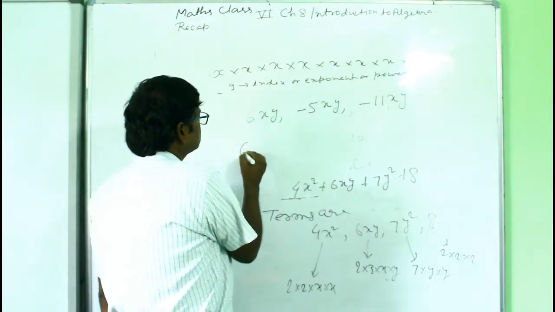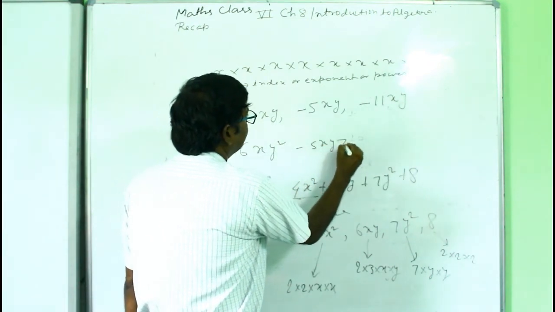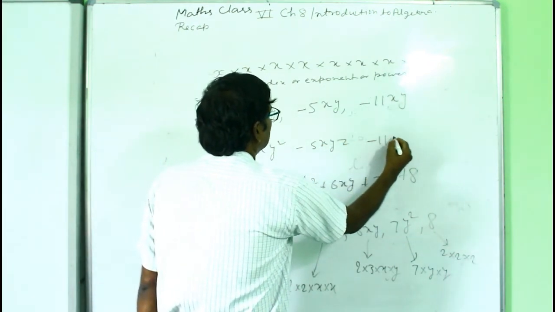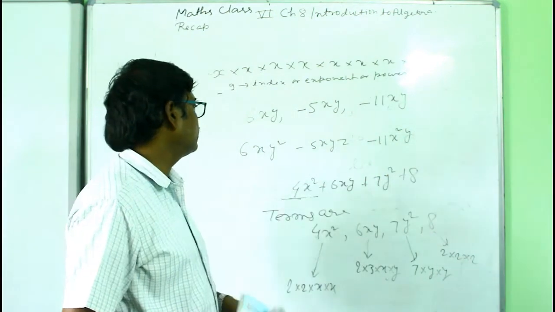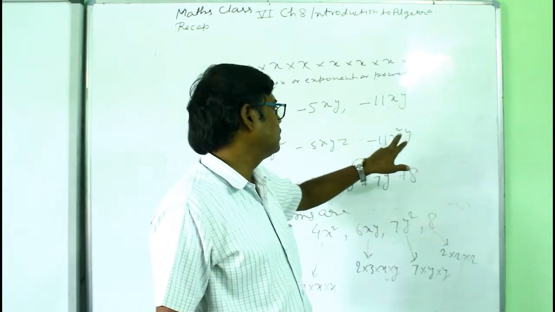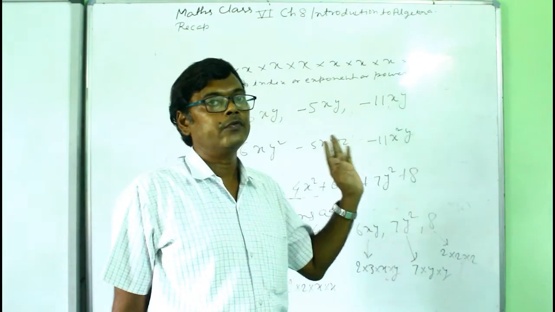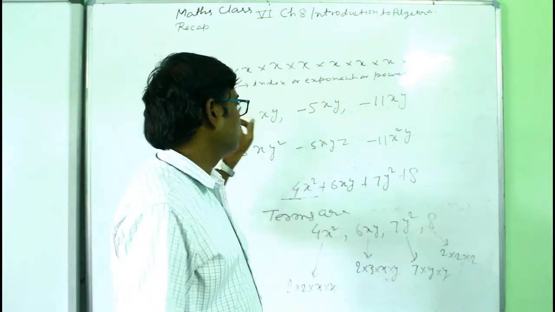And if they are not equal, suppose it is 6xy square, this is minus 5xyz, and this is minus 11x square y. So now they are not like, because this is xy square, this is xyz, and here it is x square y. So all are different. So these are the unlike terms, and these are the like terms.